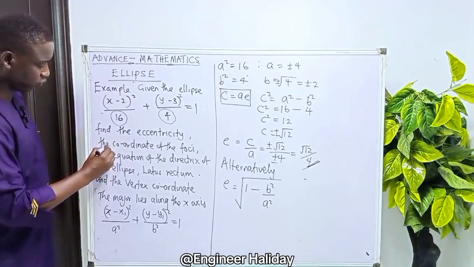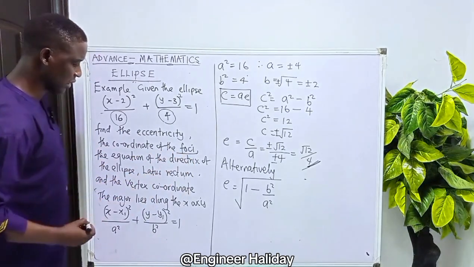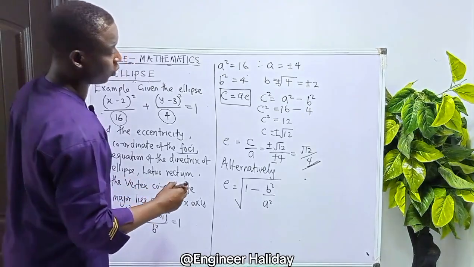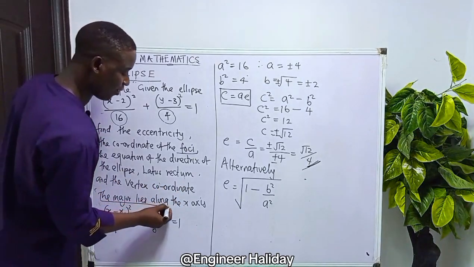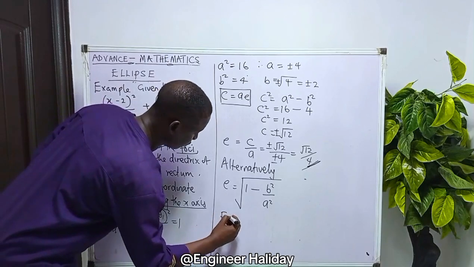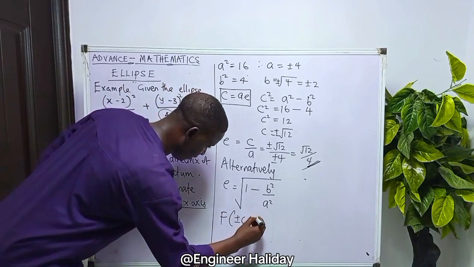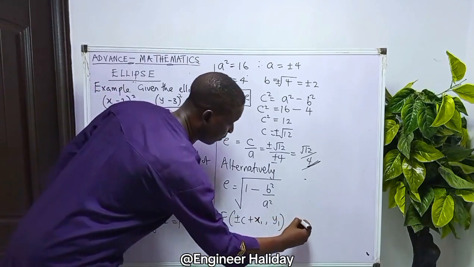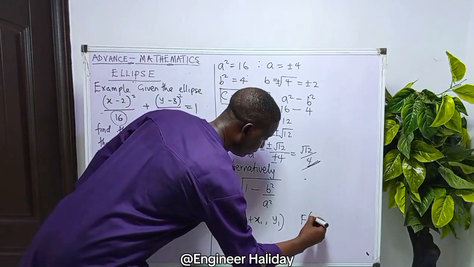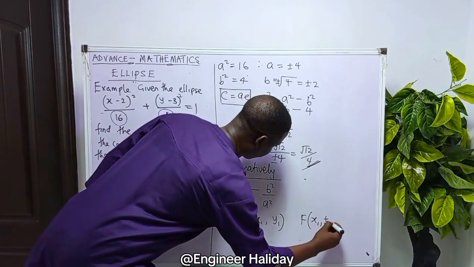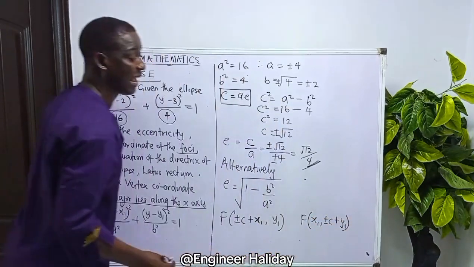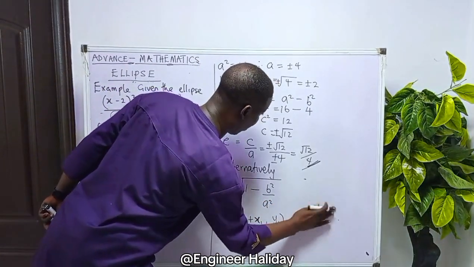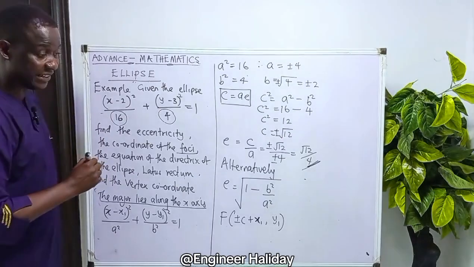Now, let's go to number 2. We have the coordinate of the focus. What is the formula for the coordinate of the focus? Since the major lies along the x-axis, the focus coordinate becomes plus or minus c plus x1, y1. If it lay along the y-axis, it would have been x1, plus or minus c plus y1. But we are not working with this, so this one is not part of our analysis based on the ellipse given to us.